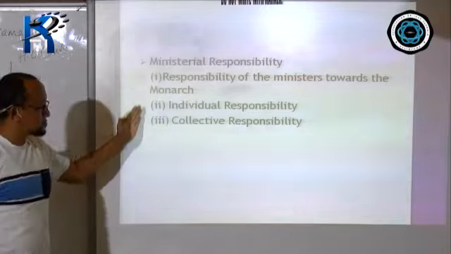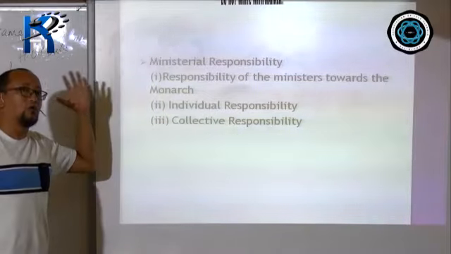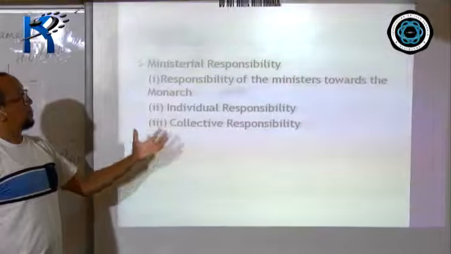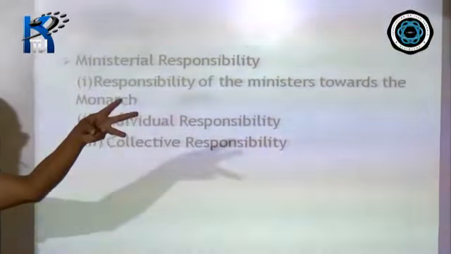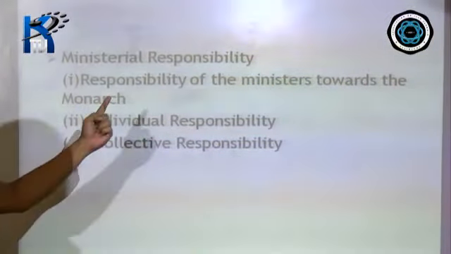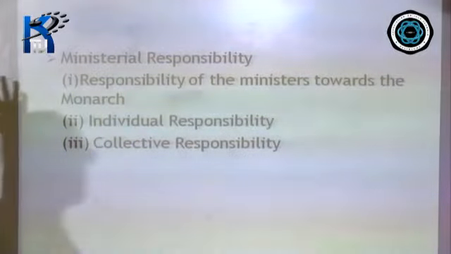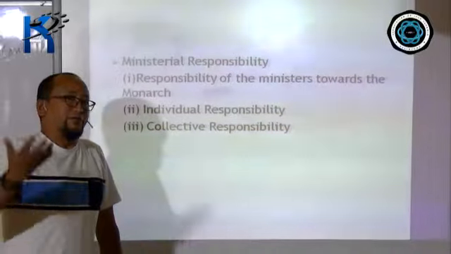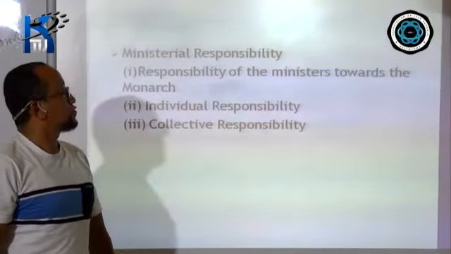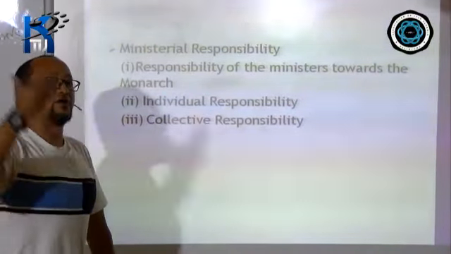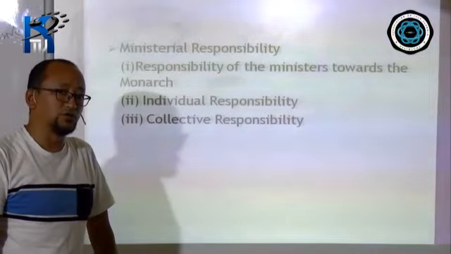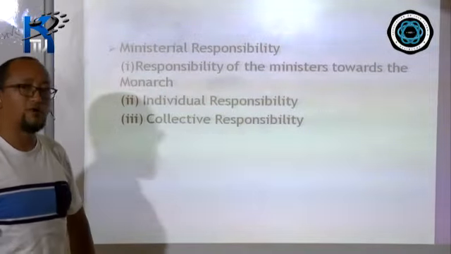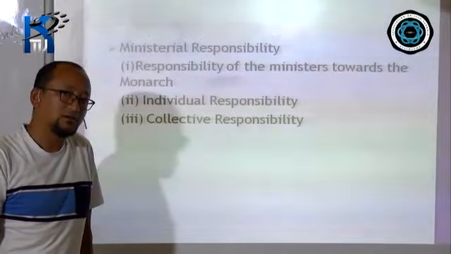Okay, now see here, these are very common terms. I hope you all have been familiar with this by now. Ministerial responsibility, the three very important responsibilities. Responsibility of the ministers towards the monarch. First thing, simply remember, the first responsibility is to advise the head of the state. And who is the head of the state in the UK? It is the monarch, at present Queen Elizabeth II.